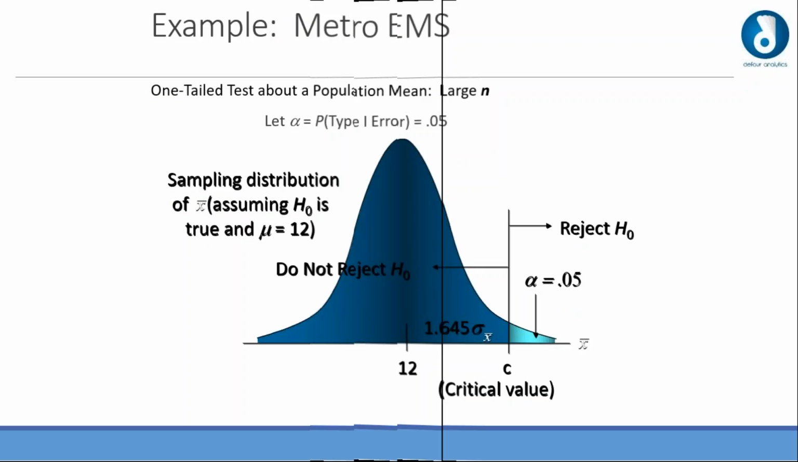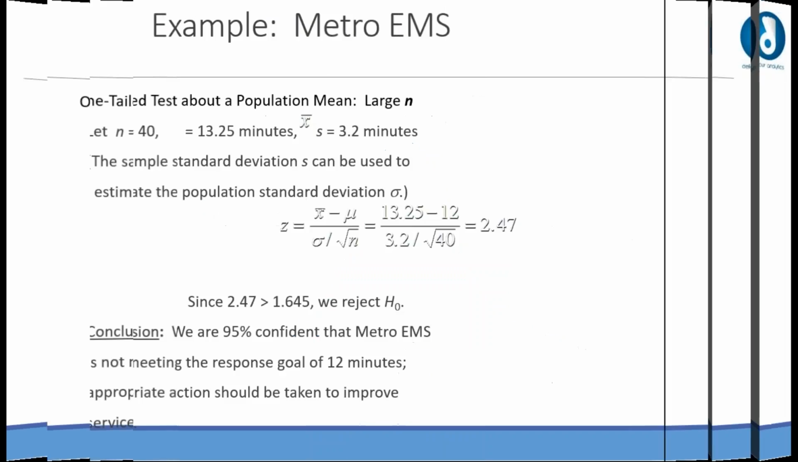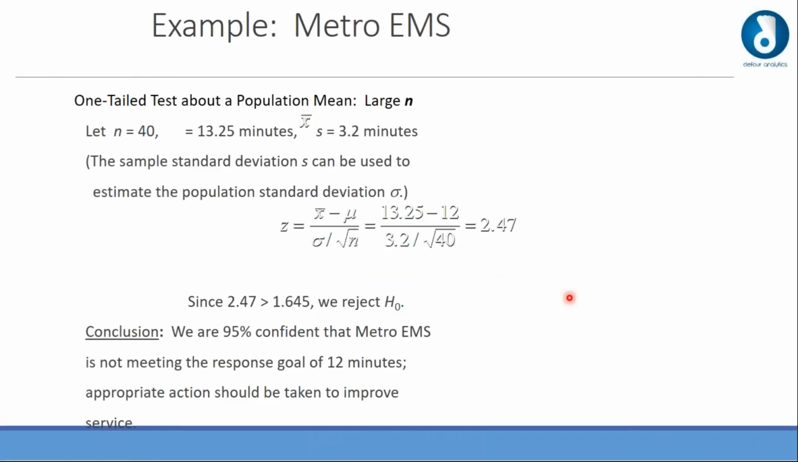Okay, if we move on to the next slide, please. We have mu, we have standard deviation, we have the sample size. So I don't see alpha here in the Z formula. Yeah, alpha is not in the Z formula.